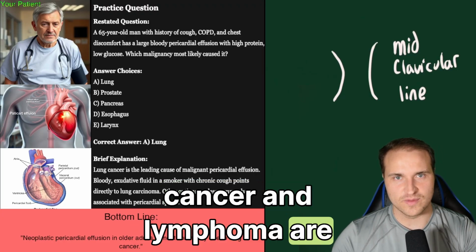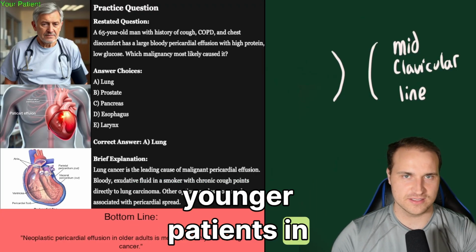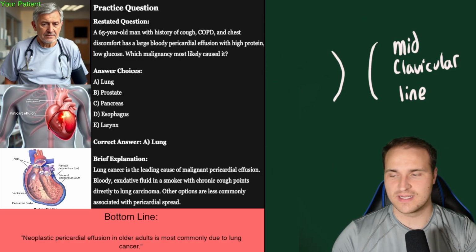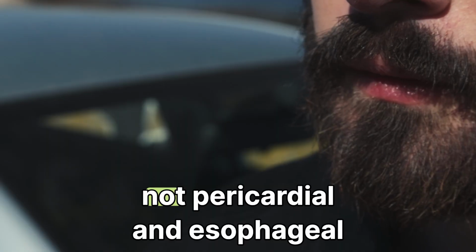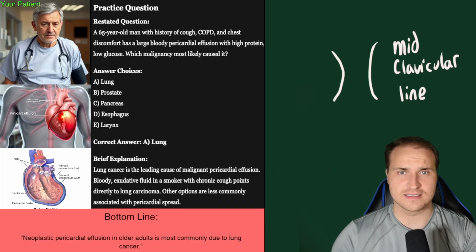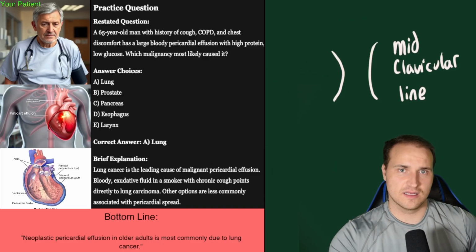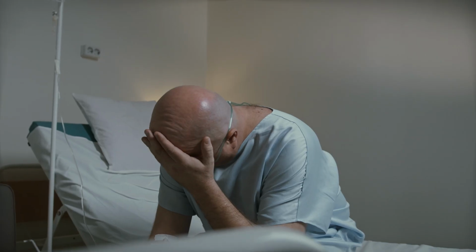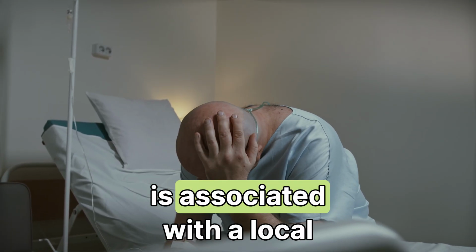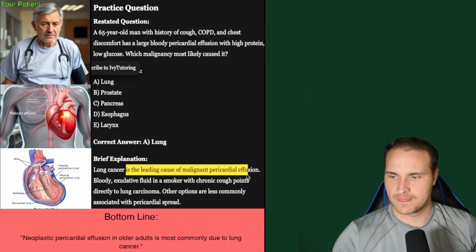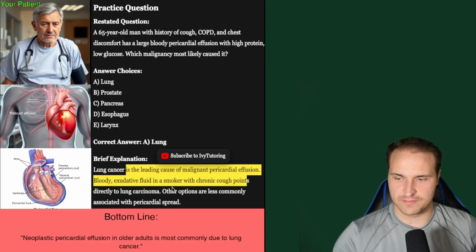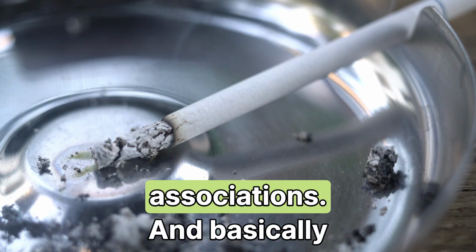Breast cancer and lymphoma are also common in women and younger patients, and prostate cancer is from bone mets, not pericardial. And the pancreatic cancer has the peritoneal spread, not pericardial, and the esophageal cancer has direct invasion or fistula, but it's rare in the case of effusion. And laryngeal cancer is associated with a local tumor, no pericardial involvement. And so our answer is going to be the lung, because it's a leading cause of malignant pericardial effusion. Other ones are just less common. You got to know those associations.